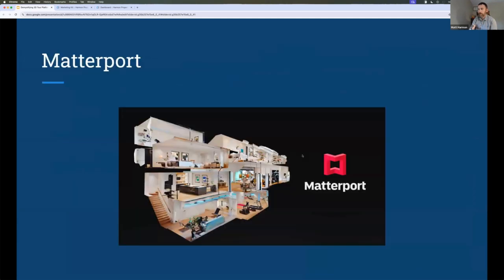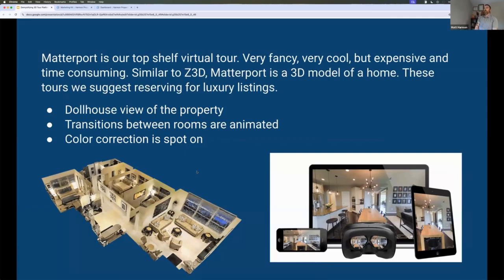All right, Matterport. We're all familiar with Matterport. I won't spend a lot of time on it. It's got the trademark dollhouse view, which is really nice. We really only recommend these for higher end listings. The photography is much better. The level of detail, the color correction, all of those things are much better. You don't get the boost in Zillow. They're much more expensive. They're at least twice as much, sometimes more.